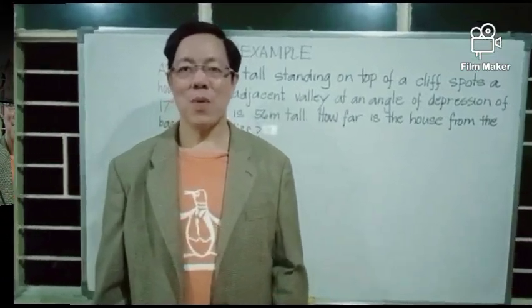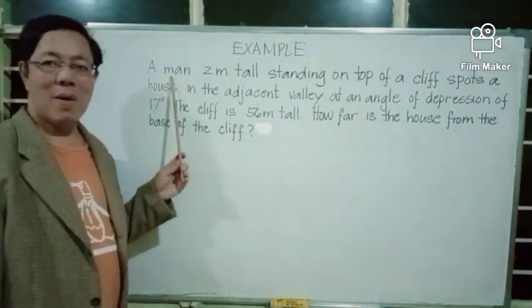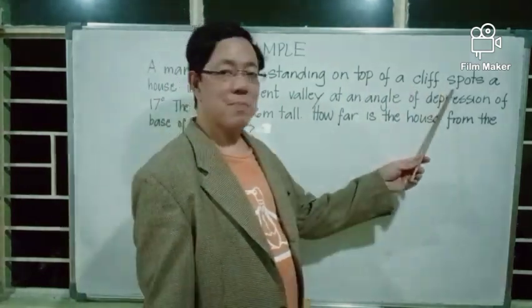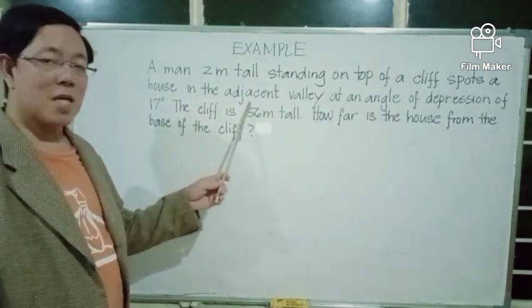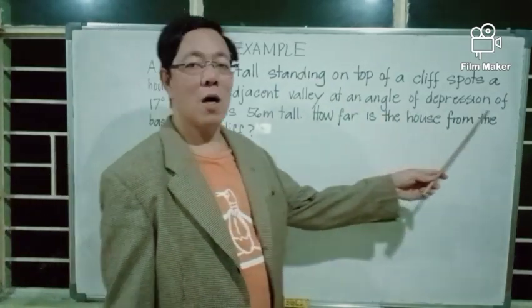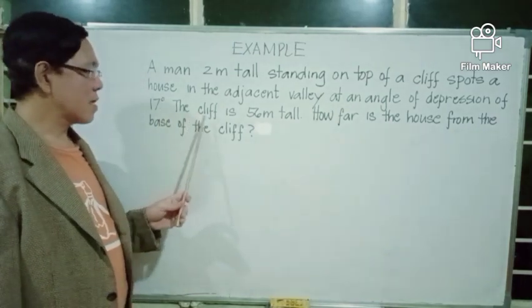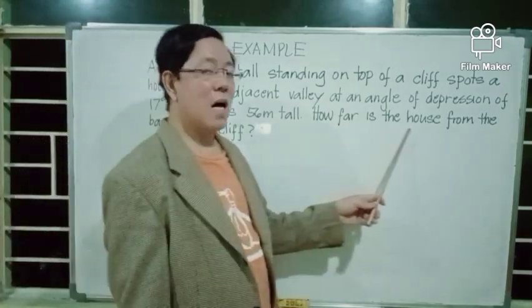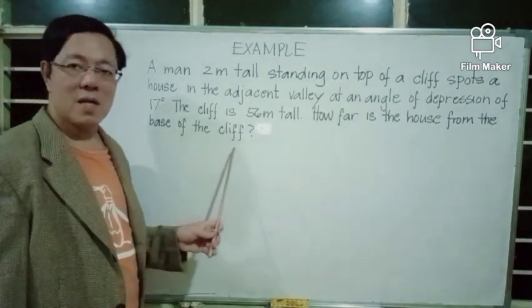For our second example, consider the following problem. A man 2 meters tall, standing on top of a cliff, spots a house in the adjacent valley at an angle of depression of 17 degrees. The cliff is 56 meters tall. How far is the house from the base of the cliff?